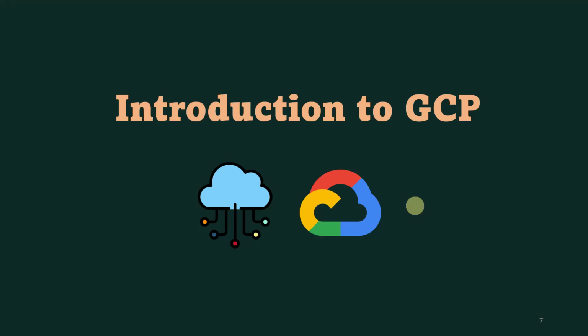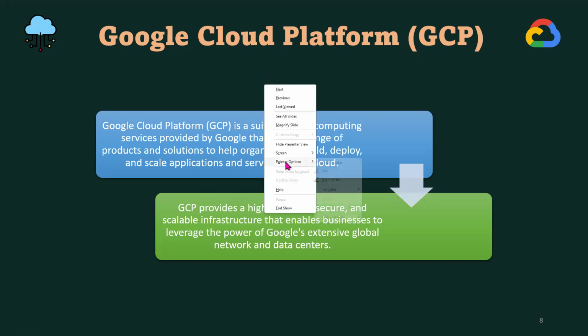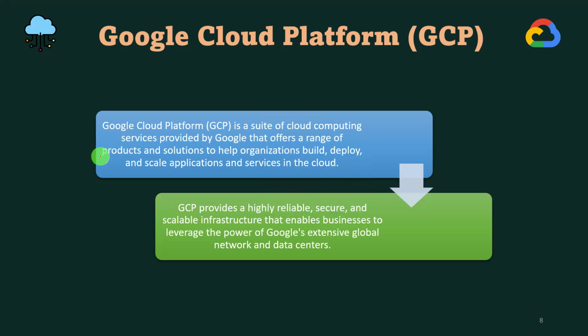Google Cloud Platform is one of the leading cloud providers. Other cloud providers are AWS, Azure, Alibaba, Oracle. Similarly, you have Google Cloud Platform also. It provides cloud computing services, products, and solutions to help organizations build applications, deploy applications, and scale applications and services in the cloud.